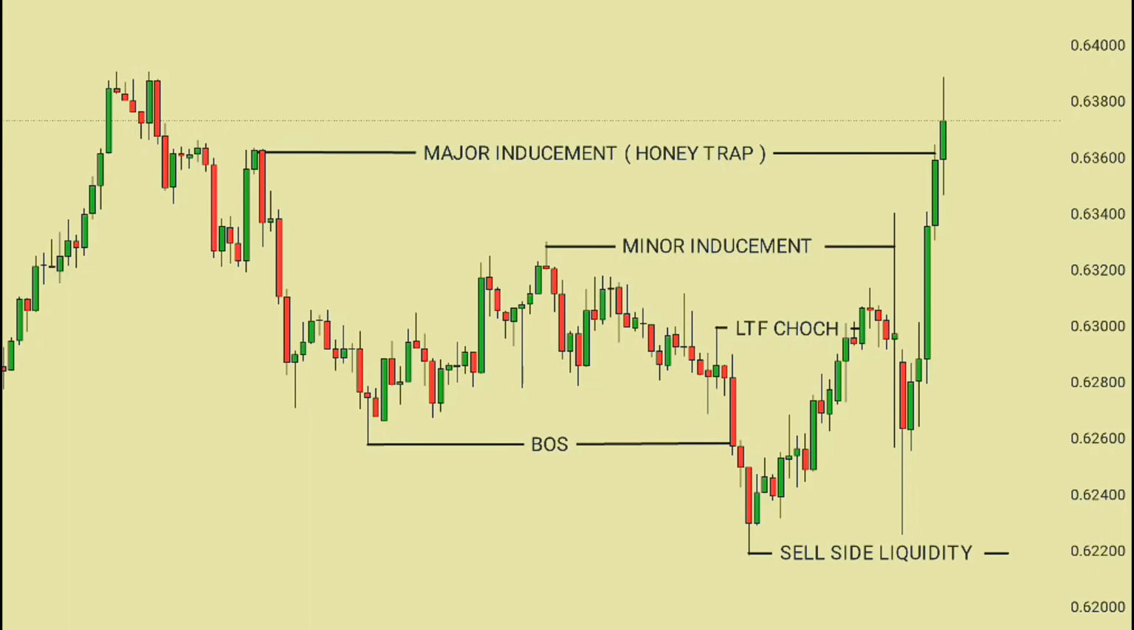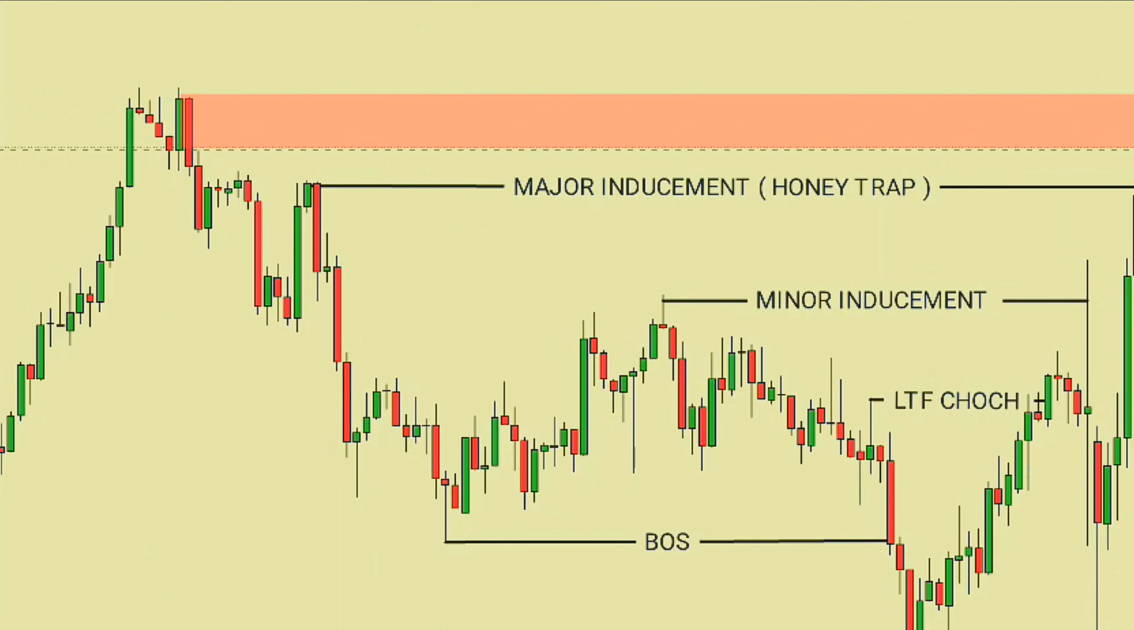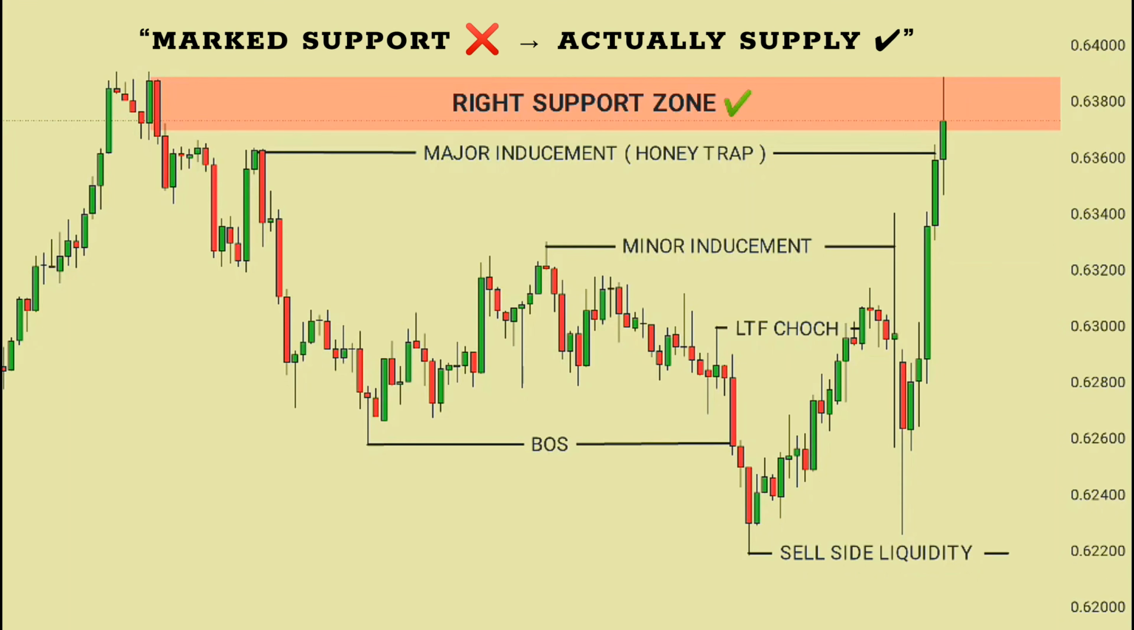Now, once the trap becomes clear, the chart starts to make much more sense. Instead of focusing on the earlier supply zone, attention shifts slightly higher on the chart, and this is where the real supply zone becomes visible. This area shows the true origin of the strong bearish move, the point where institutions actually stepped into the market. So when price moves into this zone, the idea behind the trade changes completely.